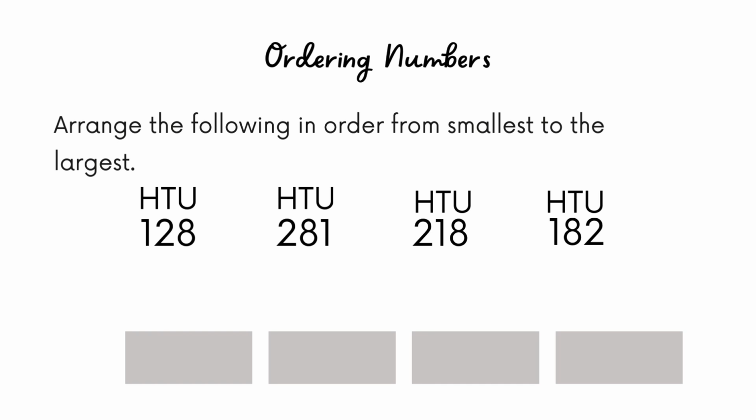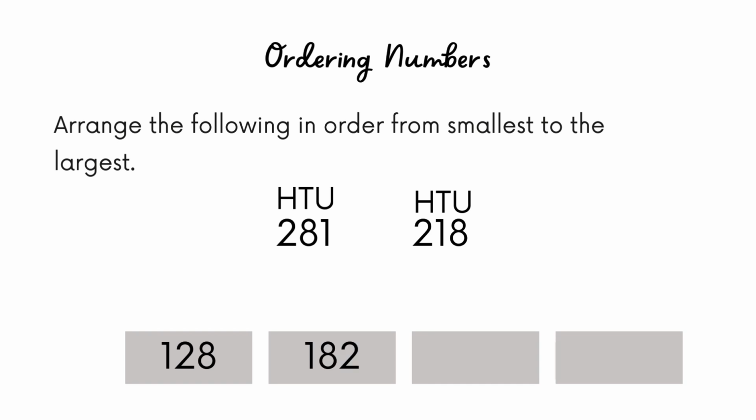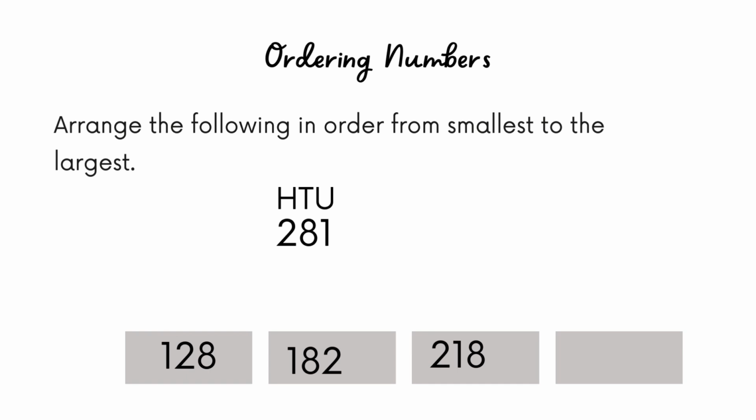So I'll go ahead and write my 128 in the first column, and then I'll put my 182 in the second column. Now I'm left with two other numbers, 281 and 218. They both have 200s, so I go to the tens to find out which one is smaller. The first one has eight tens, while the second one has one ten. So the one that has one ten is smaller than the one that has eight tens. So I'll write my 218 in the third box and then my 281 in the last box.